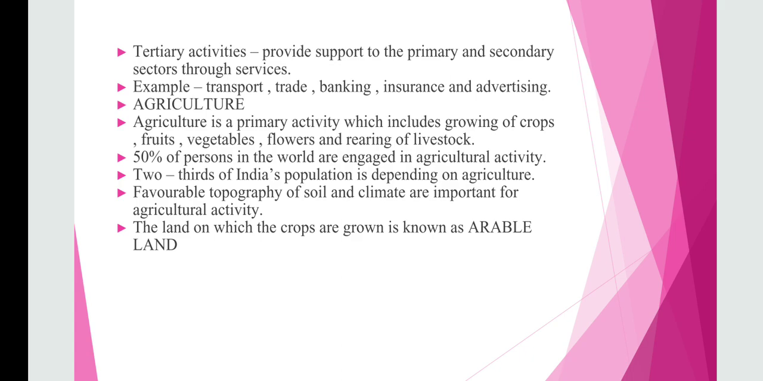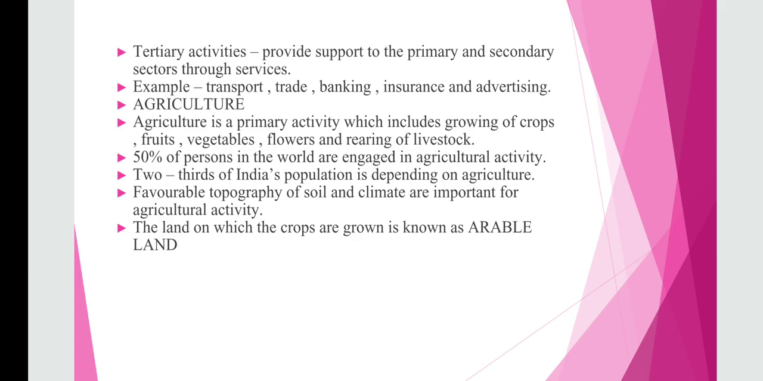The primary activity which we have taken is agriculture. Agriculture is a primary activity which includes growing of crops, fruits, vegetables, flowers and rearing of livestock. That also is considered as agricultural activity. So what is agricultural activity? It is a primary activity, includes growing of crops, fruits, vegetables, flowers and rearing of livestock. All over the world, 50% of the persons are engaged in agricultural activity. And when we take India, two-thirds of the Indian population is still depending on agricultural activity.